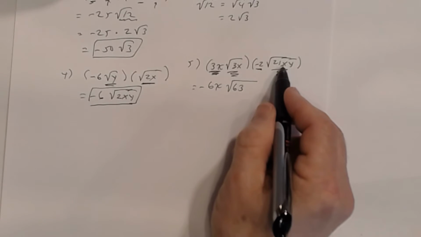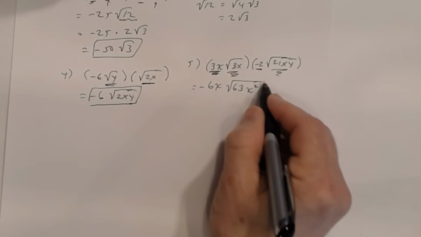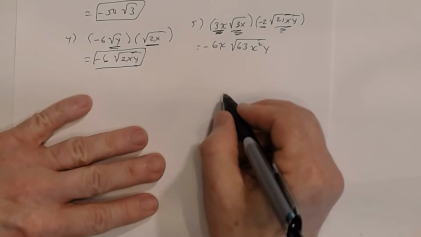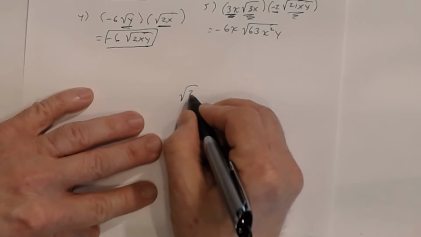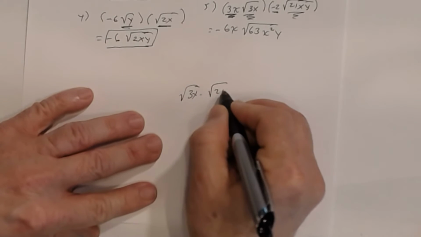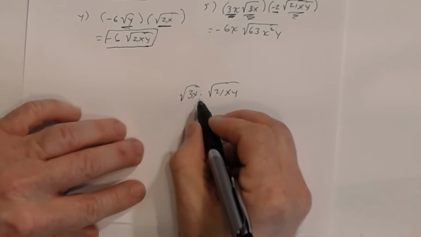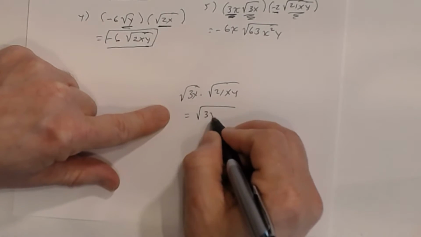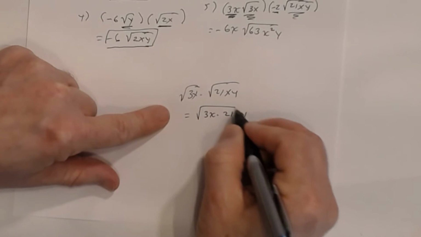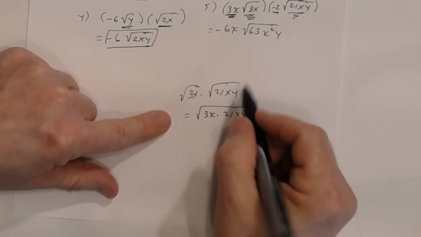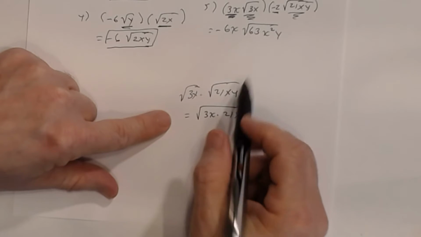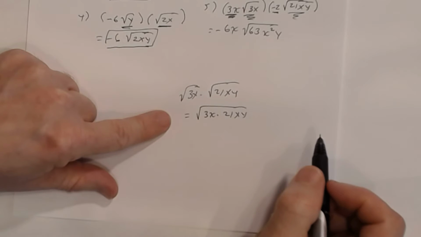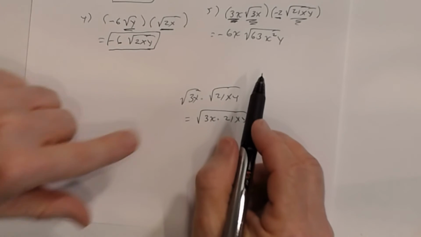X times x is x squared. And then y. So here's what you're looking at. Let me write it right here. You have the square root of 3x times the square root of 21xy. So according to the product rule, I can write this as 1 square root, 3x times 21xy. So 3 times 21 is 63. X times x is x squared, and then you're left with y. So now this is where you're at.